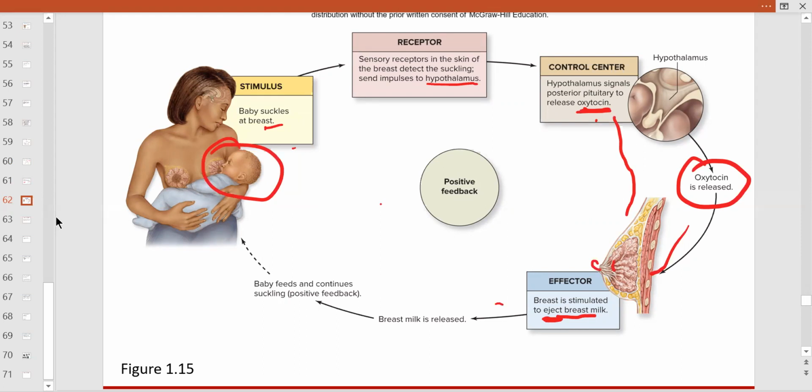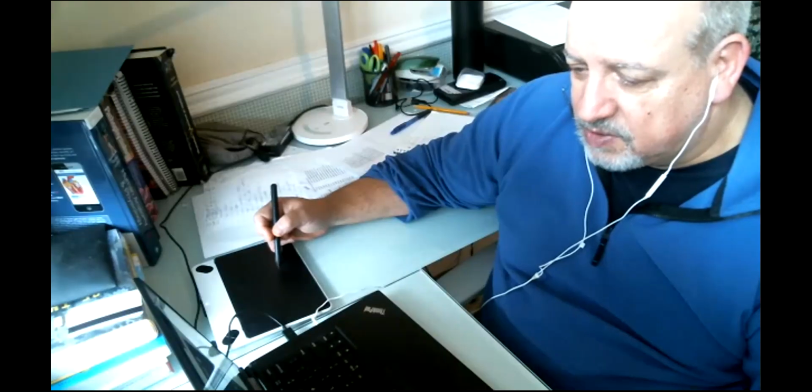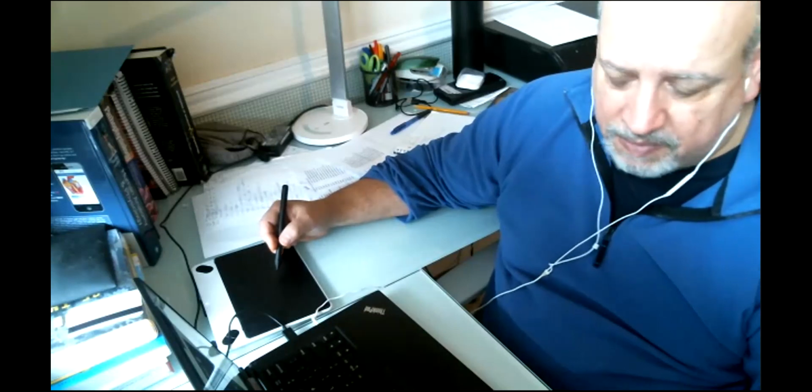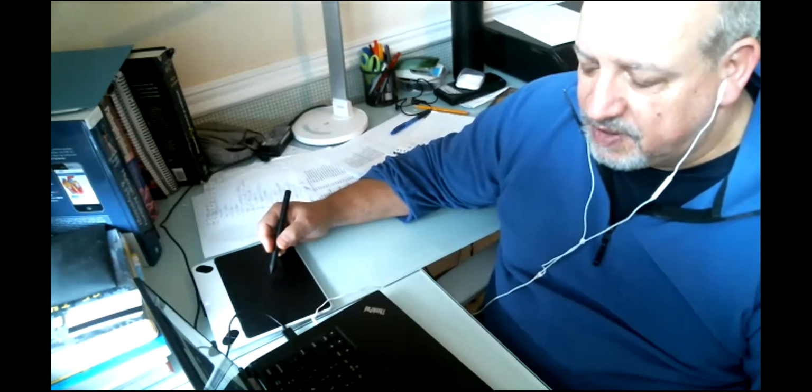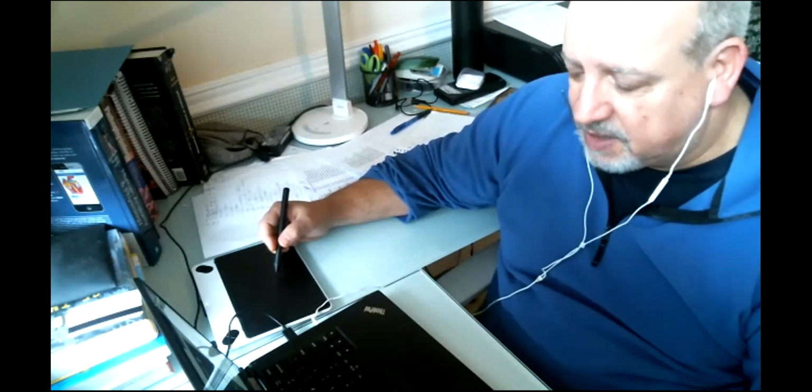Prolactin is more important because that's making breast milk. We'll learn about that when we do endocrine. So now we learned two things about oxytocin. Oxytocin is an interesting chemical release from the posterior pituitary. It has multiple functions. One of them is, of course, during labor. The other one is during breastfeeding for ejection of milk, positive feedback on both.